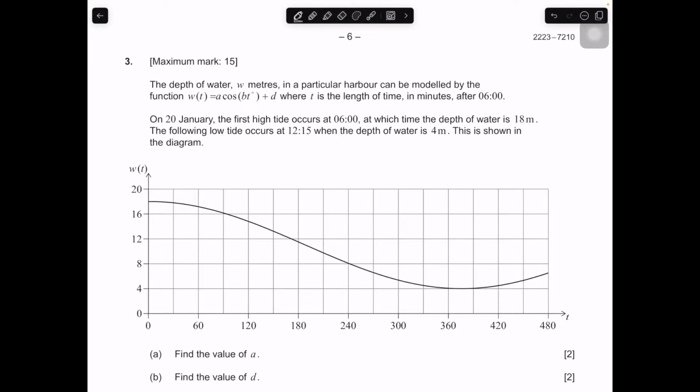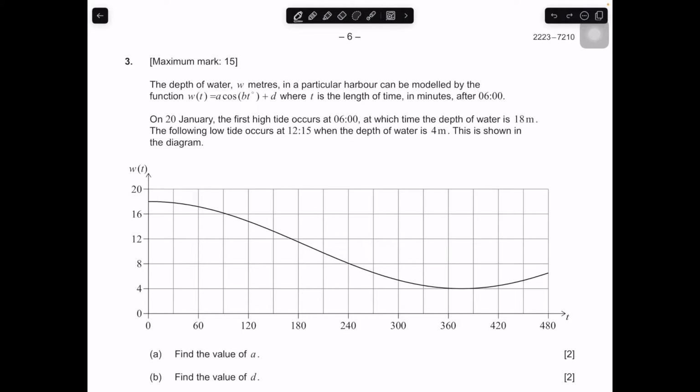So a few things going on. What is this function? The function maps the depth of water at a particular time. So essentially, even when we're dealing with cosine or sine or trigonometric functions in general, we're still dealing with inputs and outputs in some kind of sense. That is to say, we input some value of t, and then we get some value of the depth of water at this instance.